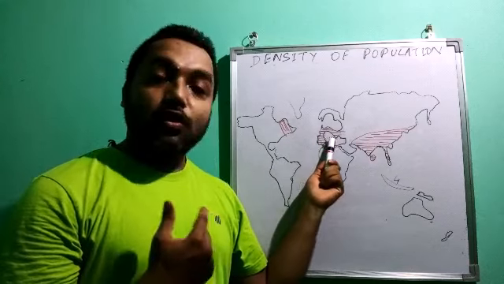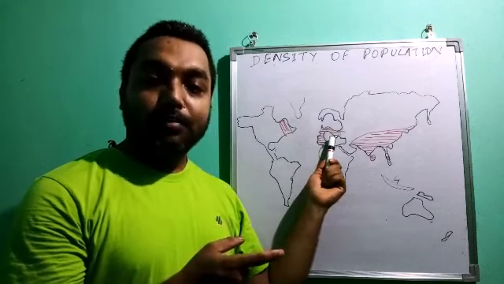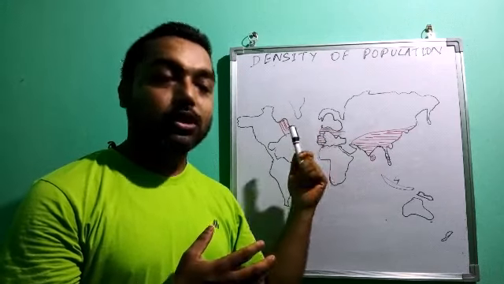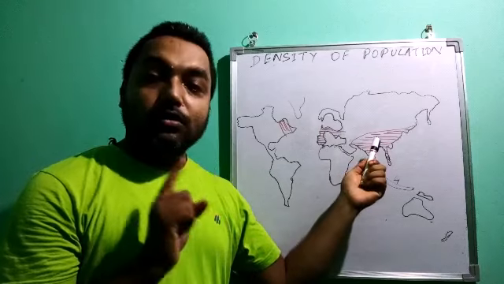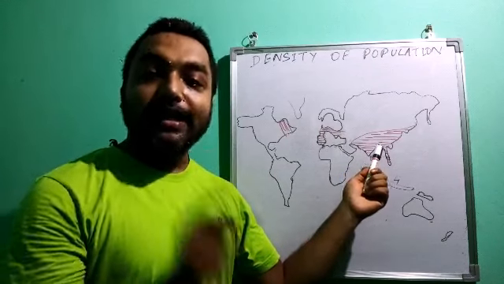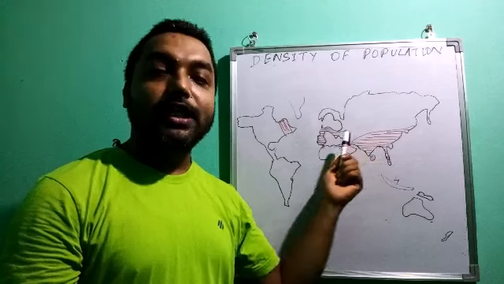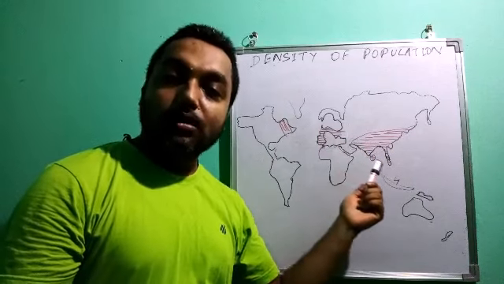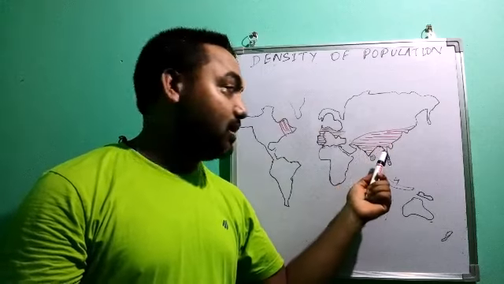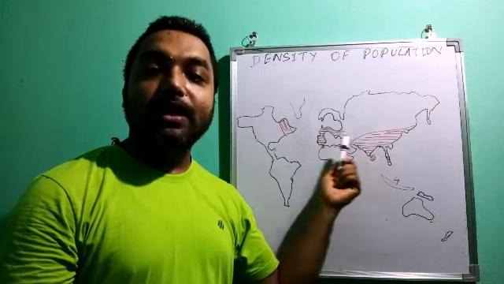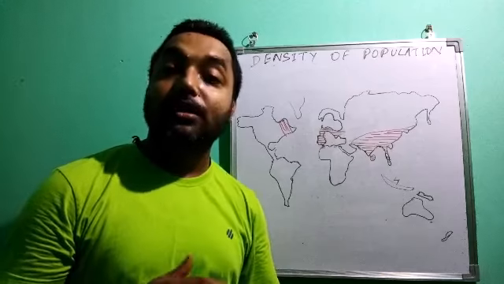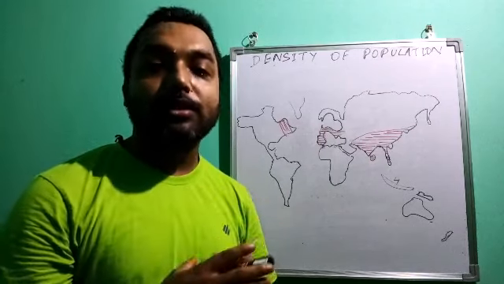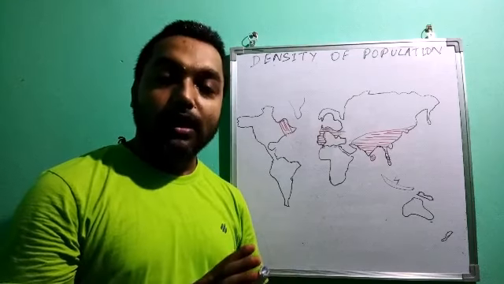Second is the northwestern part of Europe. Here it is, northwestern part of Europe. Both these areas are industrially very developed. Then southeast and eastern part of Asia. In these, all countries like India, Pakistan, Bangladesh, Nepal, some parts of China come in this part. These areas are very highly populated in the world. More than 200 persons per square kilometer are found in this area.